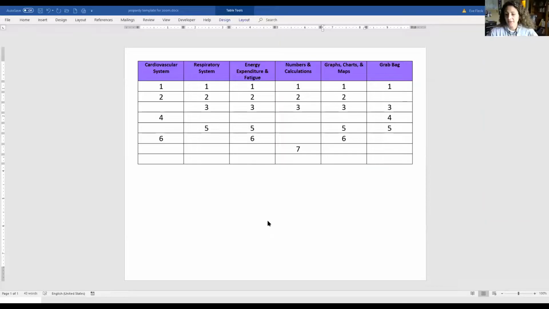Nicole, you can pick. Energy expenditure and fatigue for 6.